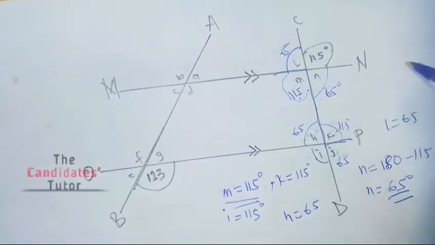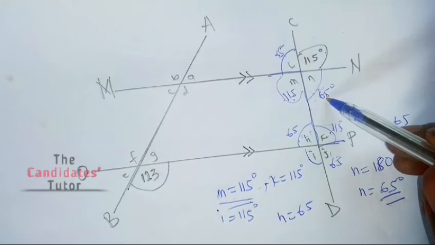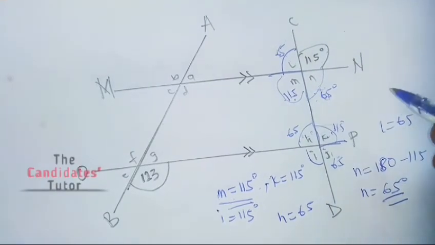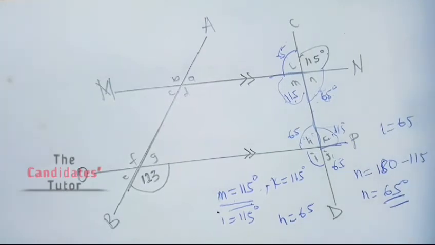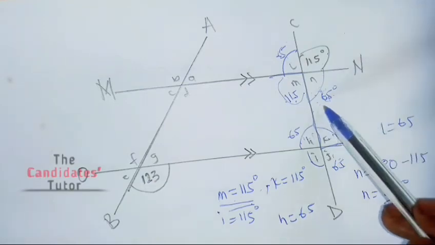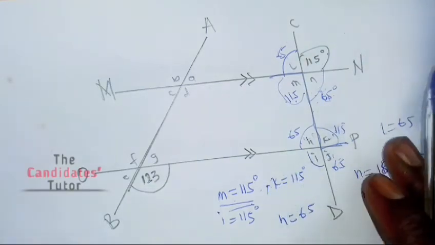Now let's see something. We also learned that co-interior angles add up to 180. So 65 plus 115 should give us 180. And yes, it is true. 65 plus 115 gives us 180. That is, co-interior angles are supplementary, the property we learned today. So we are done with this.